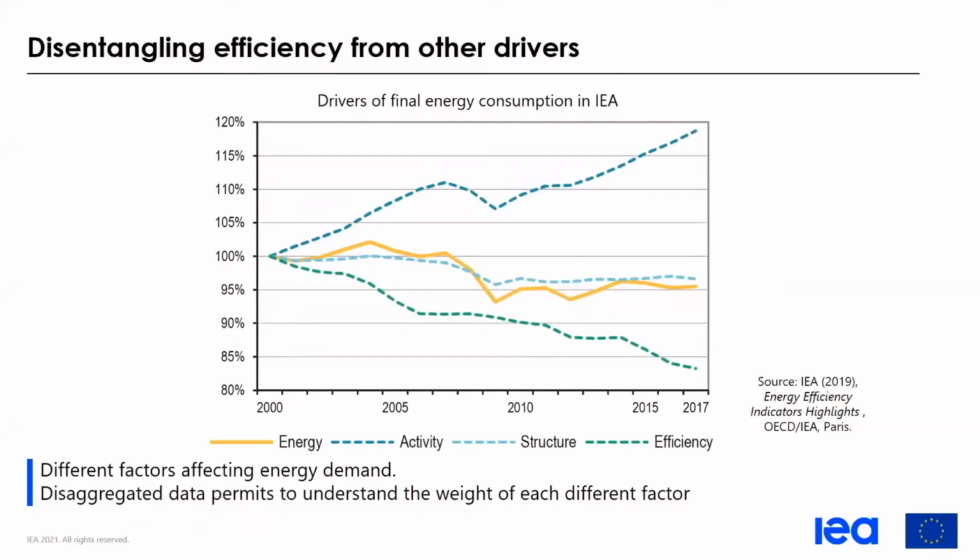So it's really important to differentiate which improvements come from improvement in energy efficiency to track the impact of energy efficiency policies. Here, for example, we can see how energy efficiency helps to decrease the overall energy consumption, while the increase in the activity contributes to the opposite.